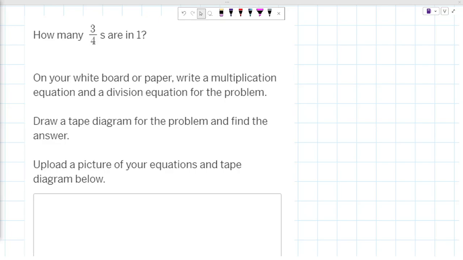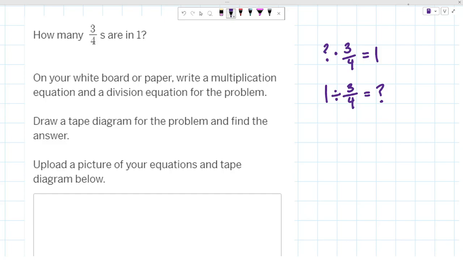So on your whiteboard or paper, go ahead, pause the video, see if you can come up with your own equations. So one equation you could write on your whiteboard is how many groups of, multiplication is of, how many groups of 3/4 are in 1. And another way to think about this using division would be if we have one whole and we break it into groups of 3/4, how many groups do we have?